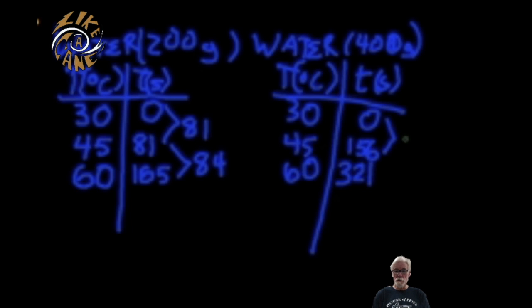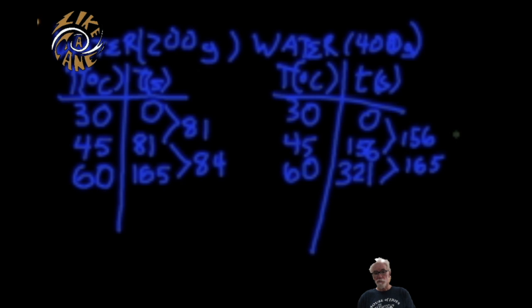So the first 15 degrees took 156 seconds. The second 15 degrees took 165 seconds, so not exactly the same, but pretty close. So we can see that the amount of temperature increase that you're going to require is directly proportional to how much time it's going to take.